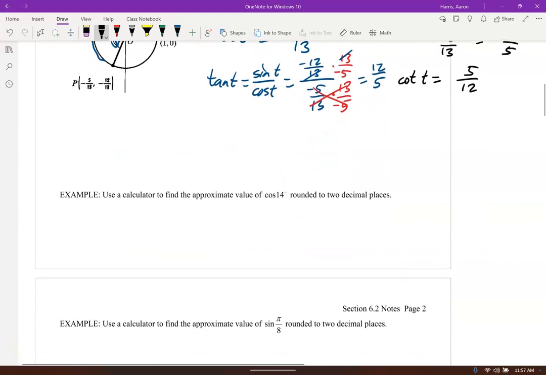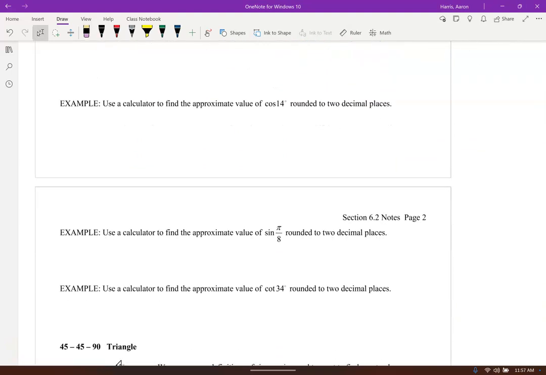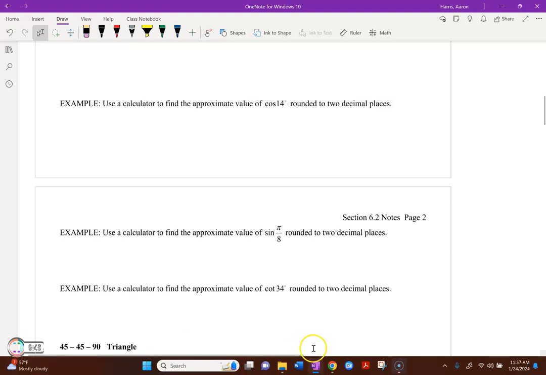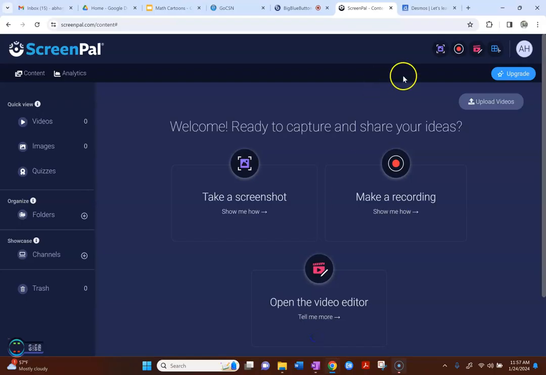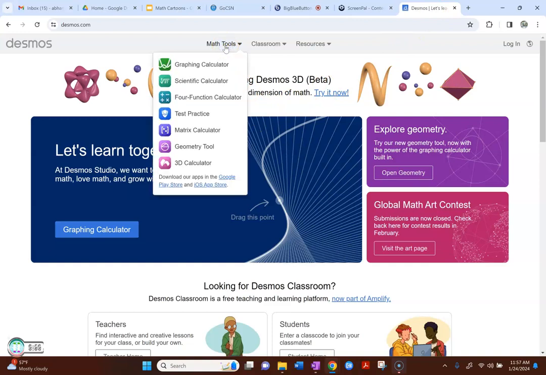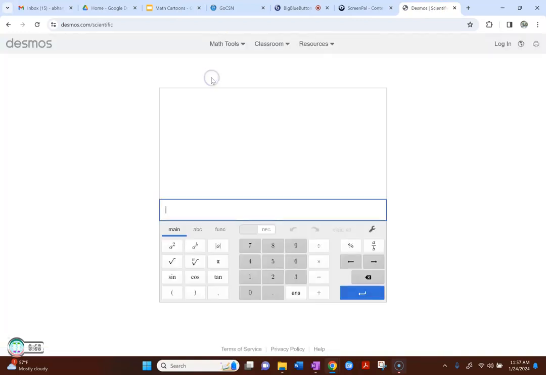All right, let's make sure we can punch a few in. Let's go ahead and find a calculator approximation of cosine 14 degrees. So if you do that, go ahead and jump into decimals.com. Let me pull that up. So here's decimals.com. Go into the scientific calculator that we can use. Now notice right here, see how I'm in degrees right here? Make sure you're in degrees.